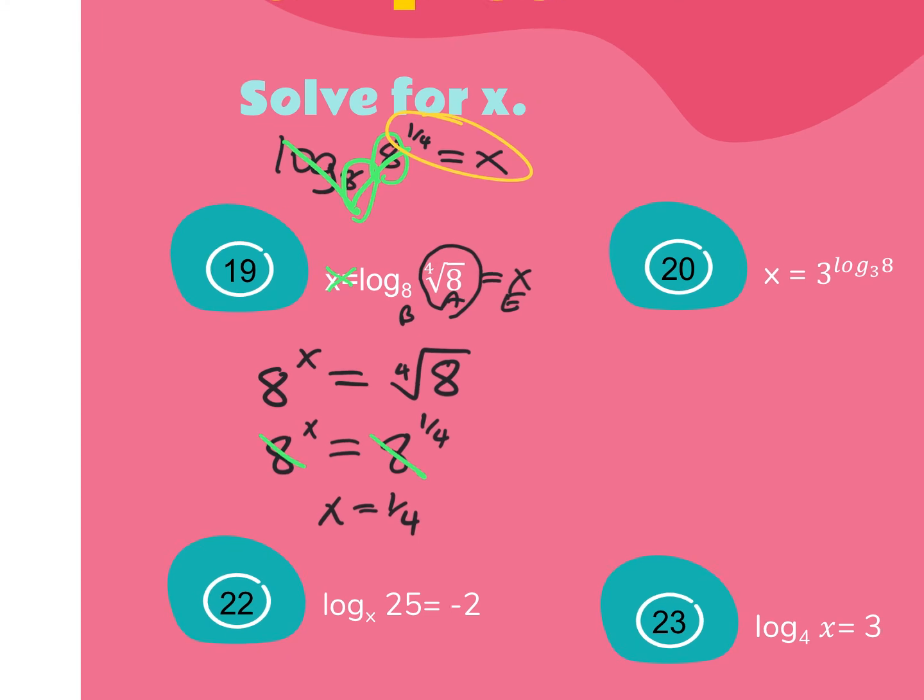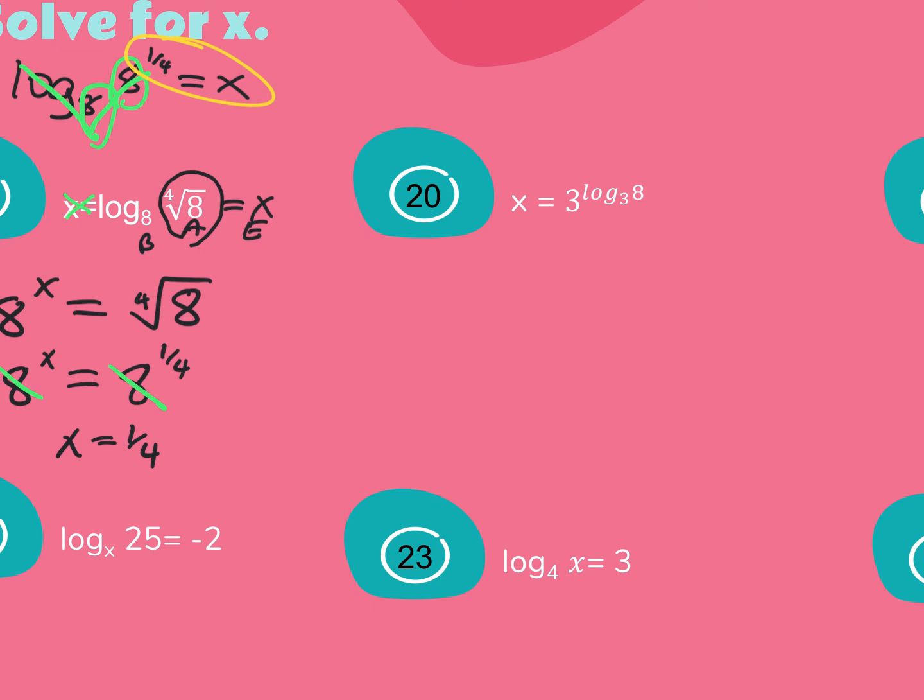Now this next one, even though you see the word log here, this is exponential form. The x is the base. Let me flip it around. So this is 3 to the log base 3 of 8 equals x. So this is my base, this is my exponent, this is my answer.